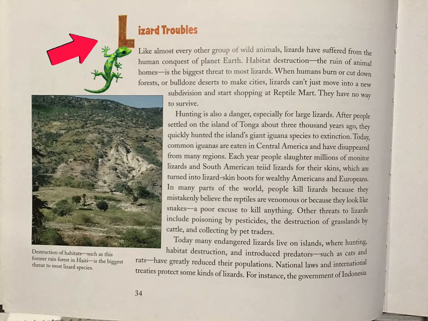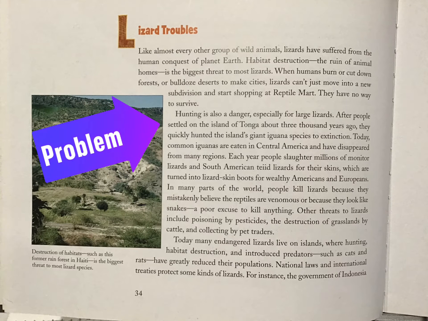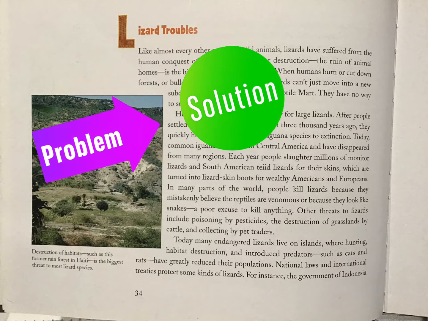This particular piece is written in the problem and solution text structure. So we're going to be using a chart to help us keep track of the information, the one I showed you earlier. I'll help you when filling this out, but I want you to remember to look at those signal words or think of those signal words that really help us identify problem and solution. When there is a problem, there is usually a solution too.